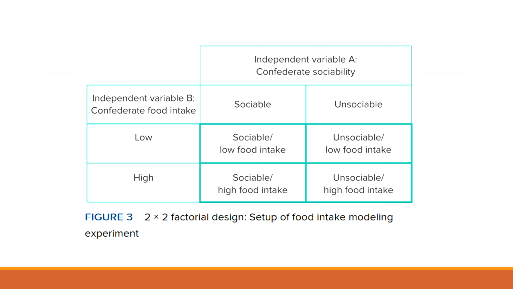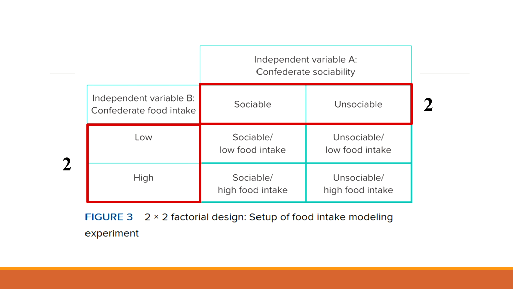This is another example of a factorial design in a study examining how much someone eats when they're with another person eating. In this case, it was a person who worked in the lab called a confederate eating with a participant, though the participant was unaware of this. In this example, you have 2 levels of 2 independent variables. 1, how sociable the confederate was, and 2, how much food the confederate ate, making this a 2x2 design.